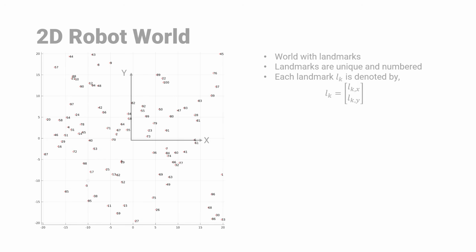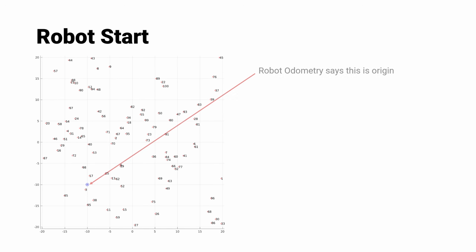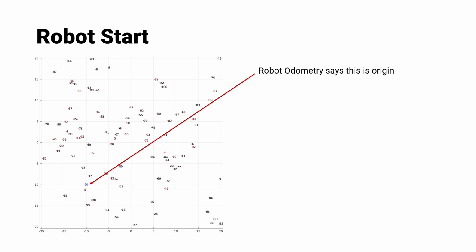So let's say the robot starts at minus 10, minus 10. Remember that the robot does not know where it is in the world. It does not know it's starting at minus 10, minus 10. It's just an arbitrary choice. And the robot basically has odometry which says, okay, you have started at 0, 0. For all practical purposes, the robot is starting at 0, 0 in its map origin. But this map origin is technically at minus 10, minus 10 in the world.